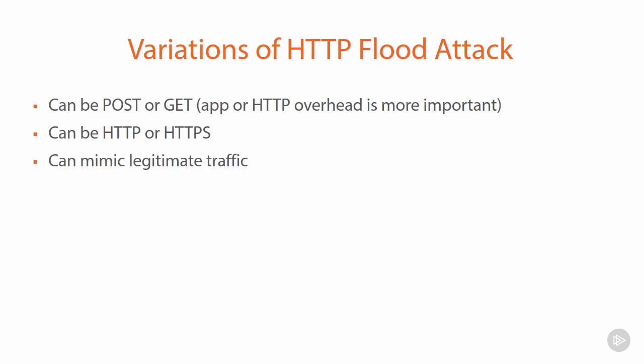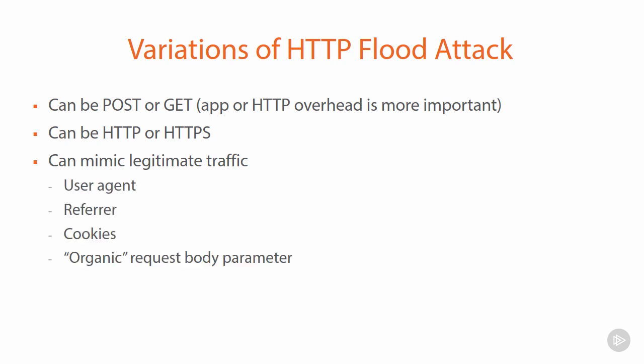Now, as I mentioned earlier, it can mimic legitimate traffic as well. So particularly botnets that are well orchestrated to make these sorts of flood requests may well pass legitimate user agent and referrer cookies, even an organic request body parameter. So for example, it may use dictionary words if it's a POST request doing a search. All of this mimicking of legitimate traffic is there in order to help the denial of service attack avoid any sorts of filtering or defenses that may be happening at the target. We'll talk more about those practices in the last module of this course.